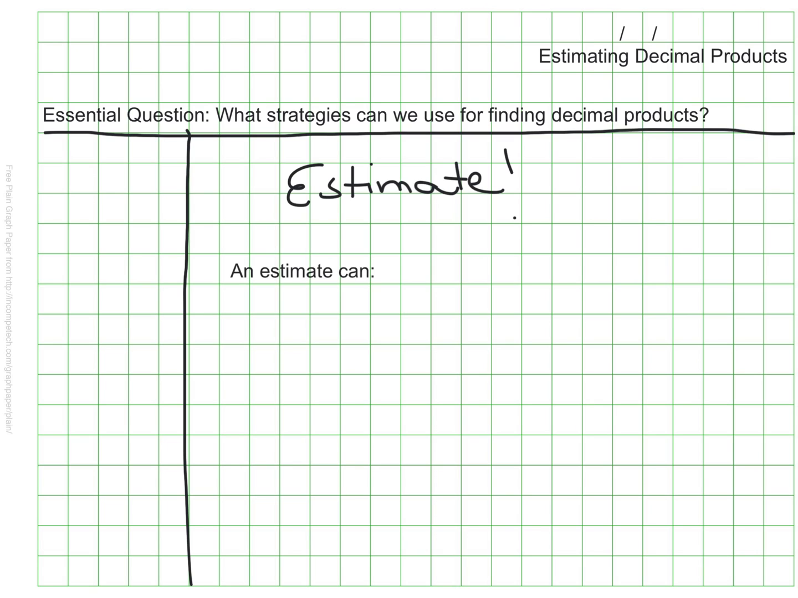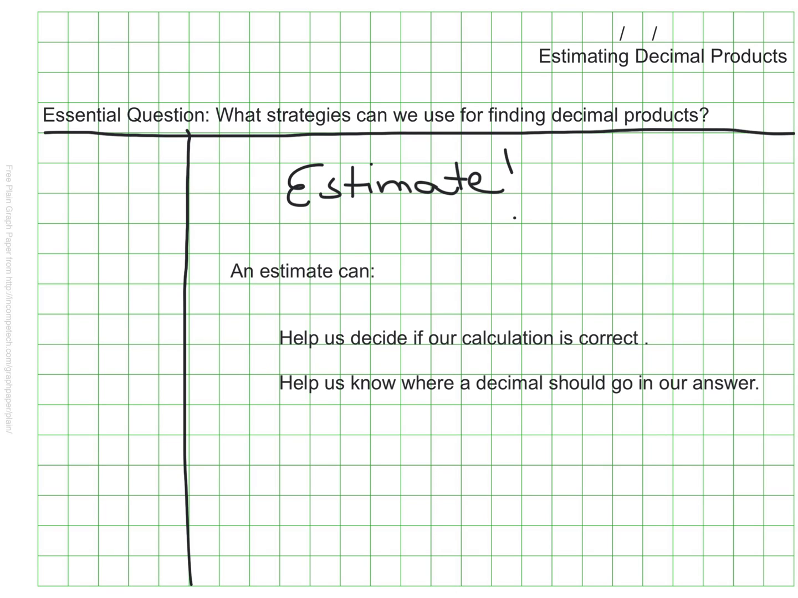Estimates can do two really useful things for us. An estimate can help us decide if our calculation is correct. An estimate can also help us know where a decimal should go in our answer.